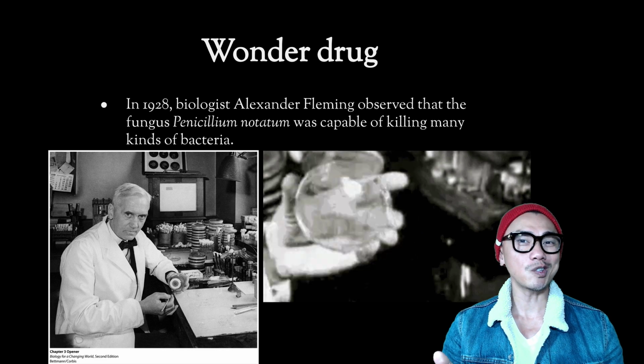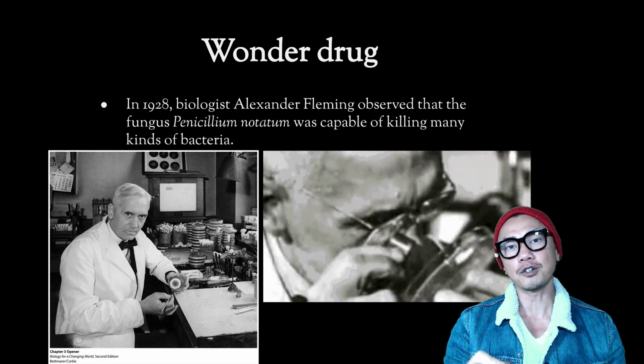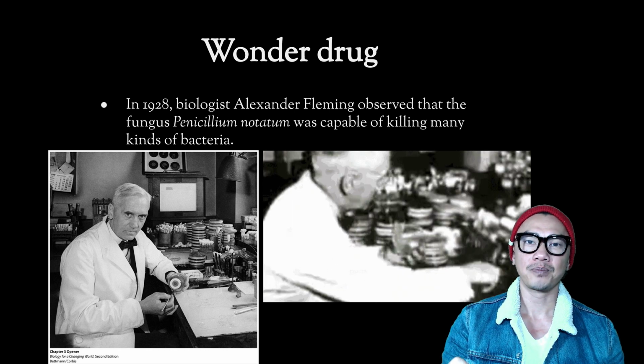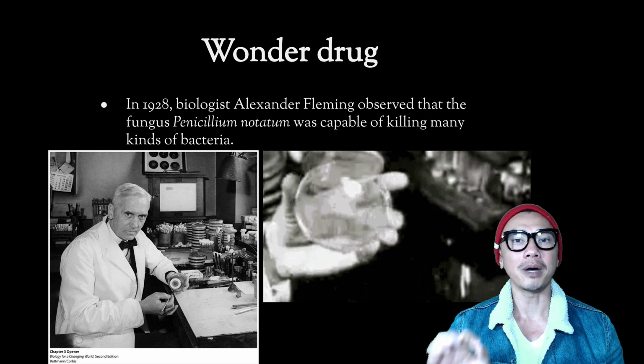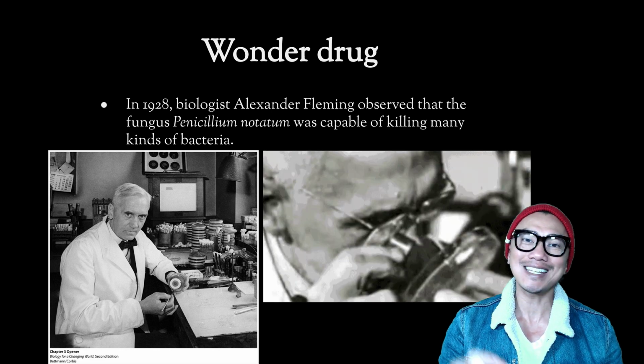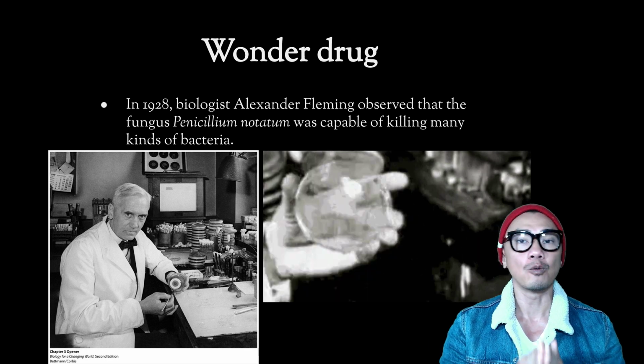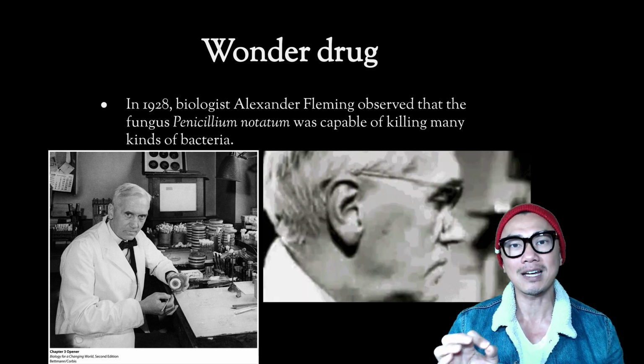This chapter's case study focuses on penicillin, which was considered a wonder drug in the 20th century. Penicillin was discovered by a biologist named Alexander Fleming. In 1928, he observed that a fungus called Penicillium notatum was capable of killing many kinds of bacteria.